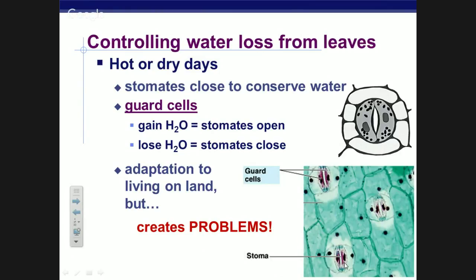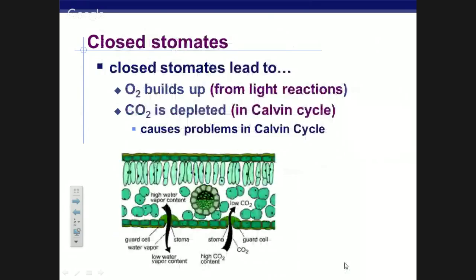The problem is when they close their stomata, what are they not getting anymore? They're not getting any more CO2. That's the problem. The CO2 that's left in the leaf in this mesophyll area will be used up by the Calvin cycle. And what starts to accumulate, because it can't escape, is oxygen gas, right?